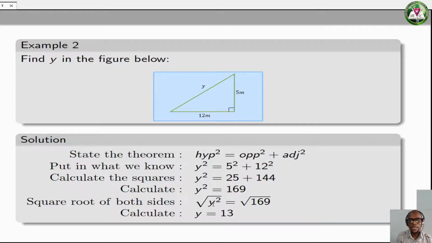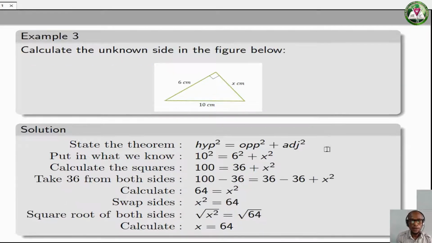Rooting both sides, we have the square root of y squared becomes y, and the square root of 169 is 13. Now you can find the square root like I taught. You can use the method of prime numbers, dividing by the prime numbers to get the square root of 169. But I believe you already know what it is even before now. So y equals 13. That means the value of the hypotenuse is 13 meters.